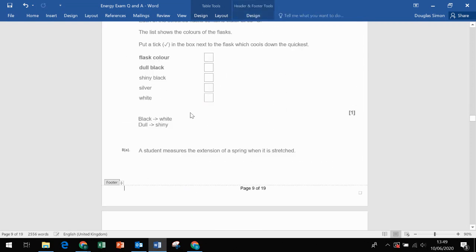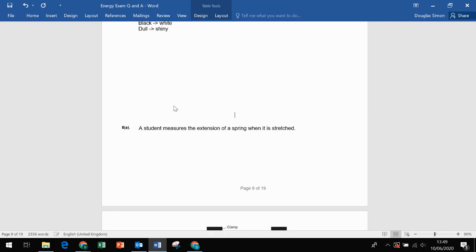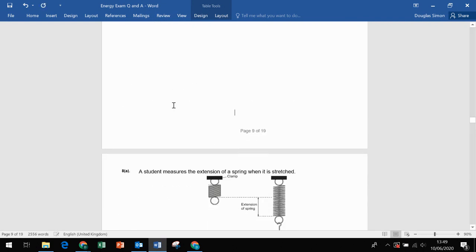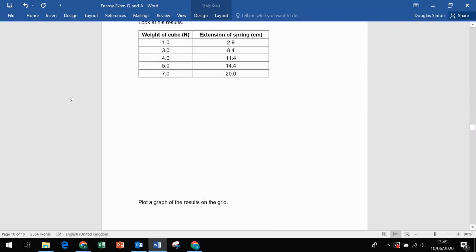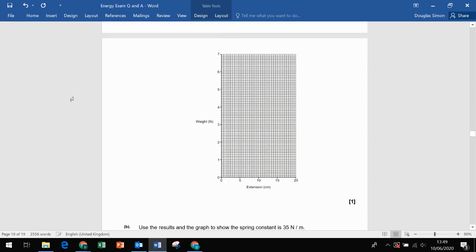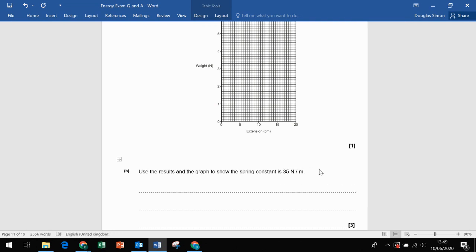All right, question 8. Let's just put it all on one page. A student measures the extension of a spring when it is stretched. He hangs different cubes from the spring. He measures the extension of the spring for each cube. Look at his results. Plot the results on the graph on the grid. We can't do that. What we can do is use the results on the graph to show the spring constant is 35 newtons per meter. Now, we haven't done this since year 7, but it doesn't matter because it's really easy to work out from the information it's given.